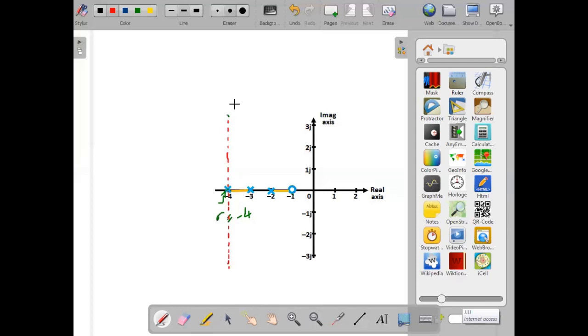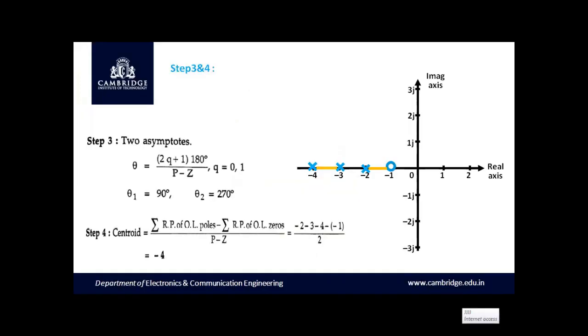From the centroid at sigma equal to minus 4 as reference, we have the angle of the first asymptote exactly at 90 degree, and the angle of the second asymptote exactly at 270 degree. Therefore, let us mark the asymptotes here at 90 degree and at 270 degree with centroid sigma at minus 4 as reference. We have done with step 3 and step 4. Let us move on to the next step.